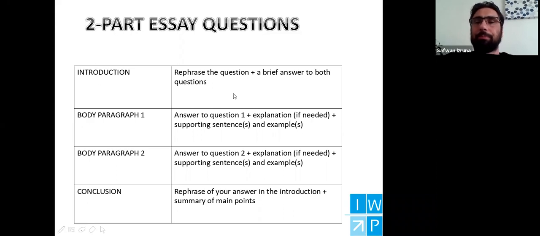Two-part question. So two-part question, you're going to rephrase the question given to you and the statement given to you in the question and give a very, very brief answer. So we don't want to go into details here. What we want to do is just give a very simple answer, okay? Because introductions do not give details. All they do is give you, you know, the main ideas.